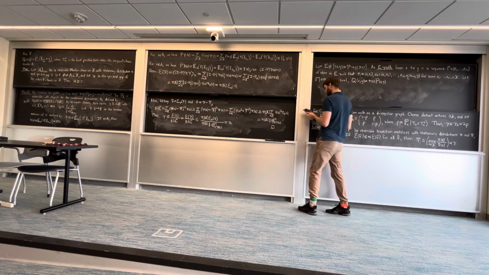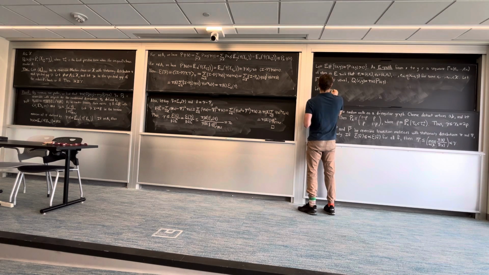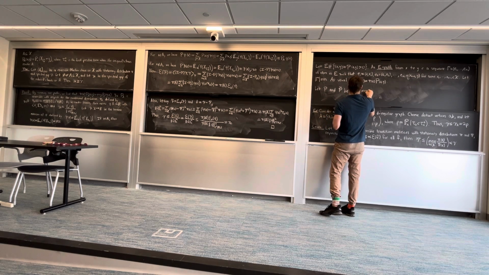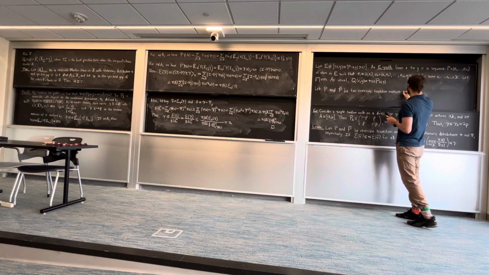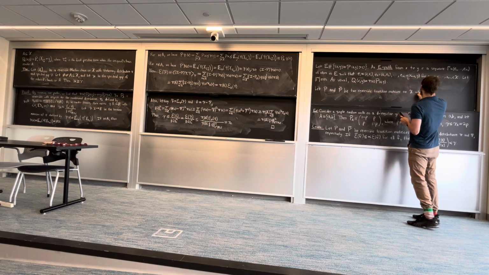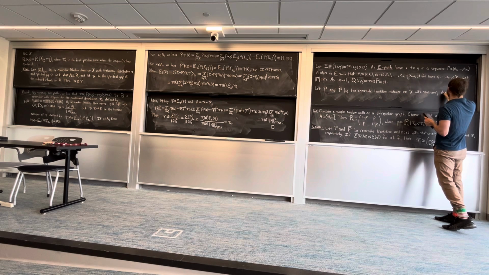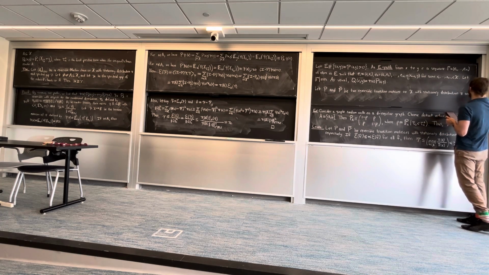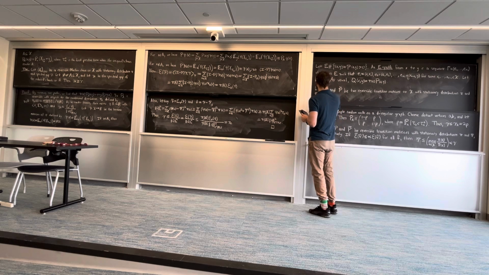So let's say I have two reversible transition matrices, P and P tilde, on X with stationary distributions pi and pi tilde, respectively.